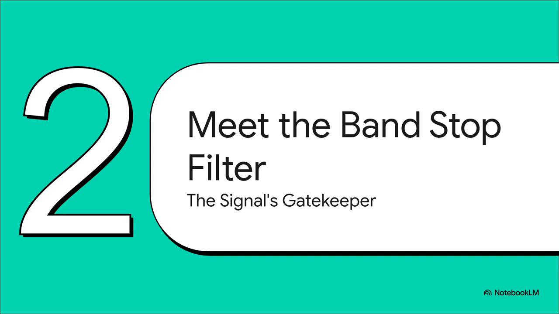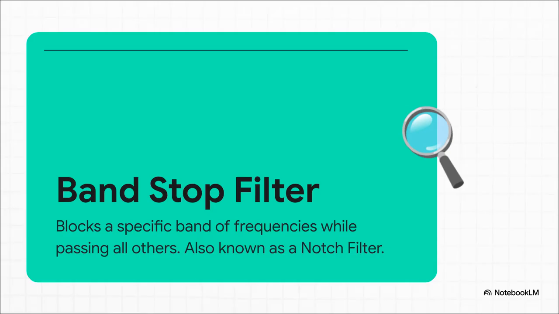So if the band pass filter is letting a very specific group in, the band stop filter is designed to keep a very specific group out. It's the ultimate signal gatekeeper. So its official job is to block, or what we call attenuate, a specific band of frequencies, while letting everything else, all the lower ones, all the higher ones, pass through completely untouched. You'll often hear it called a band reject filter, or probably most commonly, a notch filter.